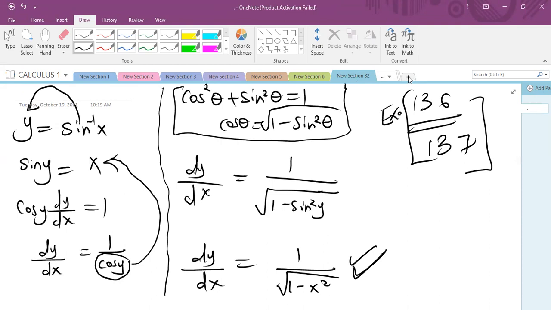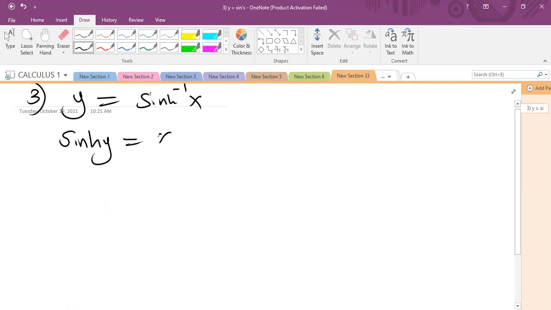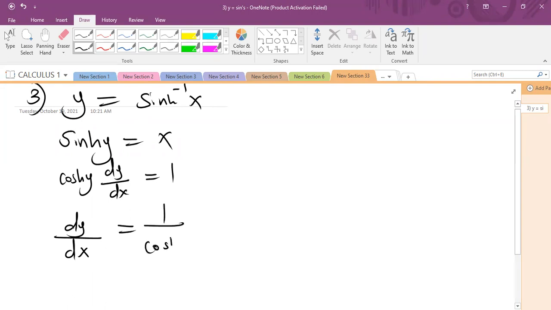Okay. So let's look at the third example. Let's say you're told y is equal to sinh inverse x, sine hyperbolic inverse x. How do you go about differentiating that? So the procedure is more or less the same. Bring sinh to the other side. So we'll have sine hyperbolic y is equal to x. Differentiate sinh, you get cosh y, don't forget, dy dx is equal to 1. Make dy dx the subject of the formula. You have dy dx is equal to 1 over cosh y.